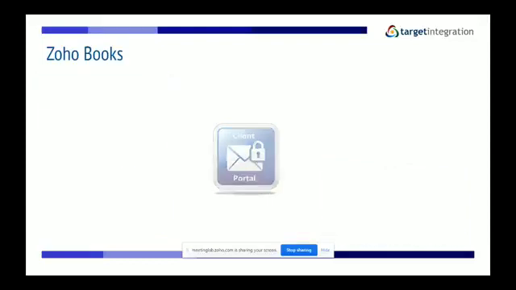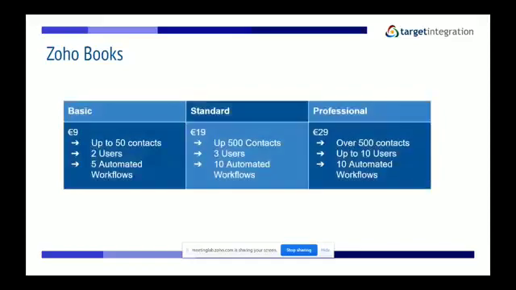With Zoho Books, there are different plans. We have basic, standard, and professional. Basic is €9, standard is €19, and professional is €29. So there is a €20 difference between basic and professional. Basic has up to 50 contacts, 2 users, and 5 automated workflows. Standard has up to 500 contacts, 3 users, and 10 automated workflows. The only difference between standard and professional in this aspect is the number of users. Professional has up to 10 users.